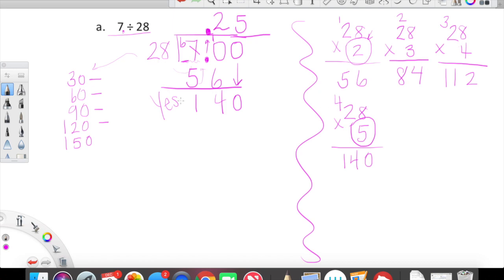8 times 28 is 140. And as it turns out, when we take 140 from 140, we have nothing left. So our answer here is 25 hundredths. We're going to go ahead and check this using multiplication because we are thorough mathematicians and we love just this boost of confidence that we receive when we use multiplication to check our division.